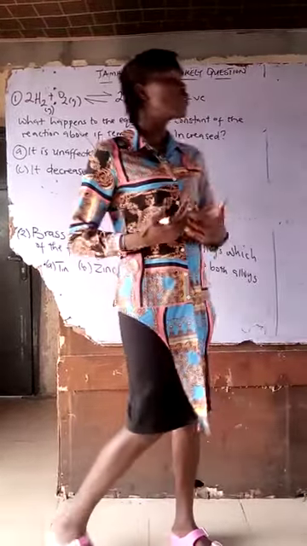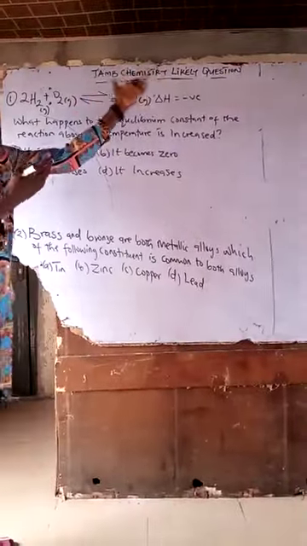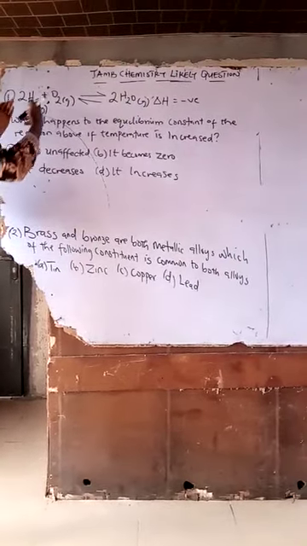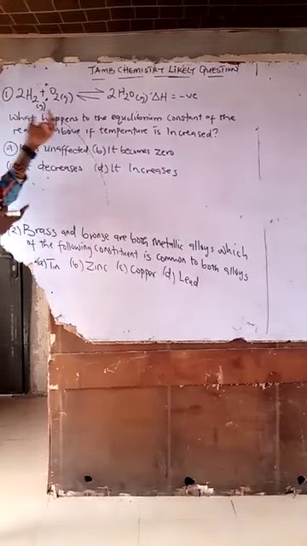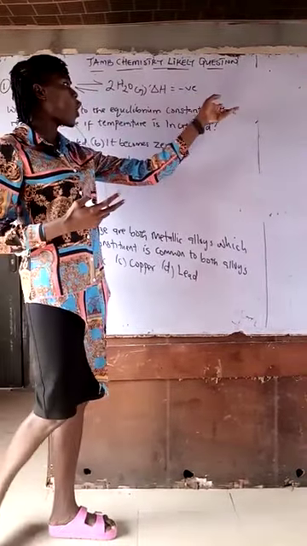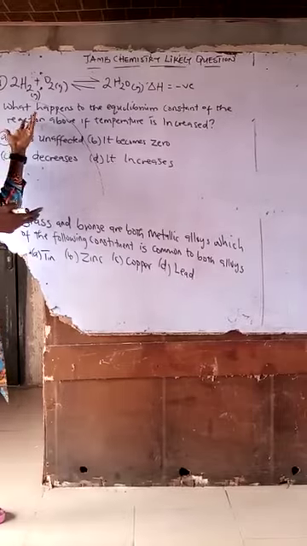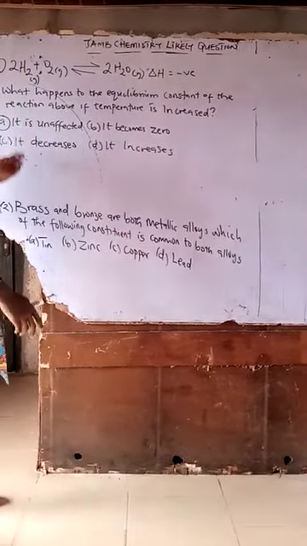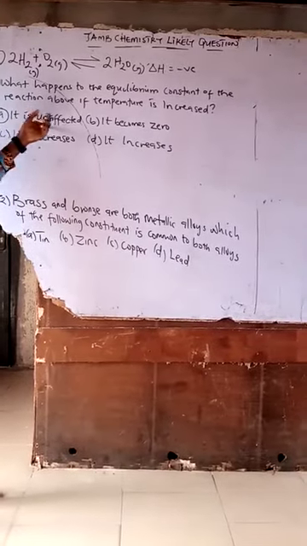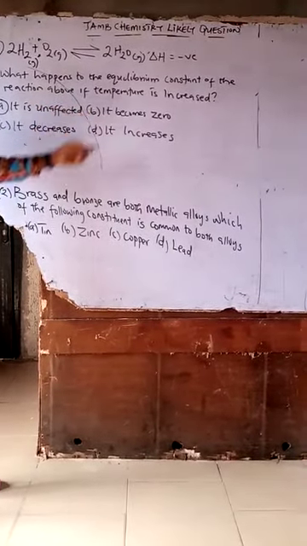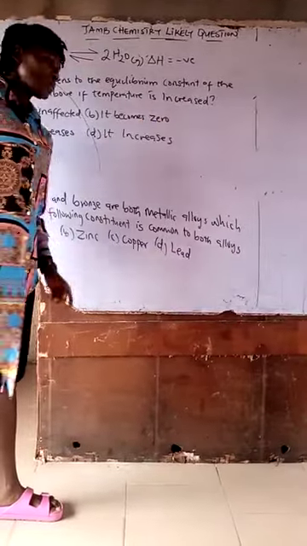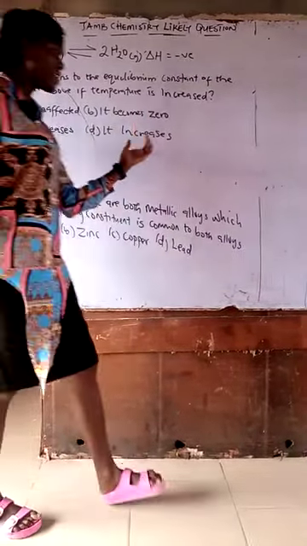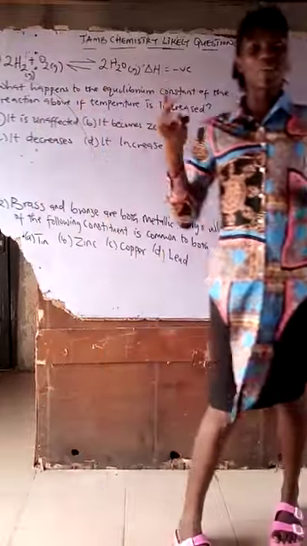Before we begin, we have some JAMB chemistry likely questions. The first question says we are given a reaction, and it asks what happens to the equilibrium constant of the reaction above if temperature is increased? A, the system will be unaffected. B, it becomes 0. C, it decreases. D, it increases. Now, how do you attempt this question?